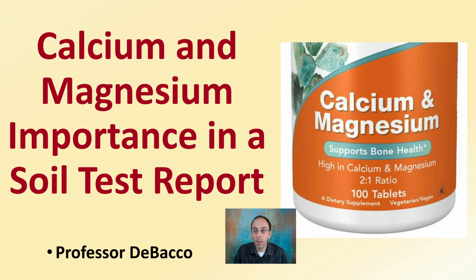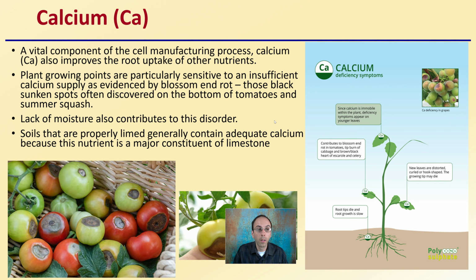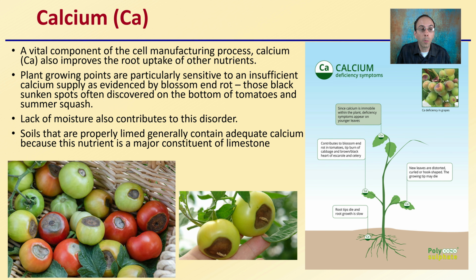Now we notice that it's often marketed as bone health for humans, but calcium and magnesium are also important for our plants' health as well. So first off, starting with calcium. Calcium is a vital component of the cell manufacturing process. Calcium also improves the root uptake of other nutrients.